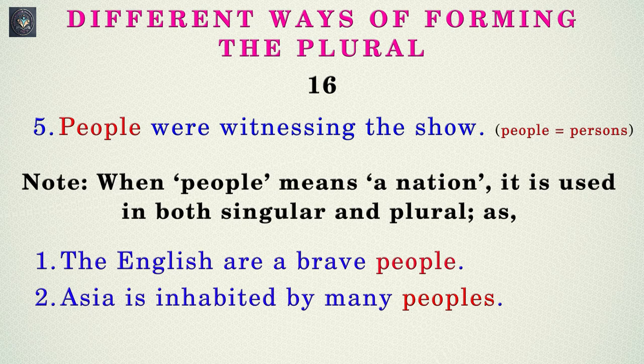Here, people means persons. Remember, when people means a nation, it is used in both singular and plural. Like, first, the English are a brave people. Second, Asia is inhabited by many peoples.